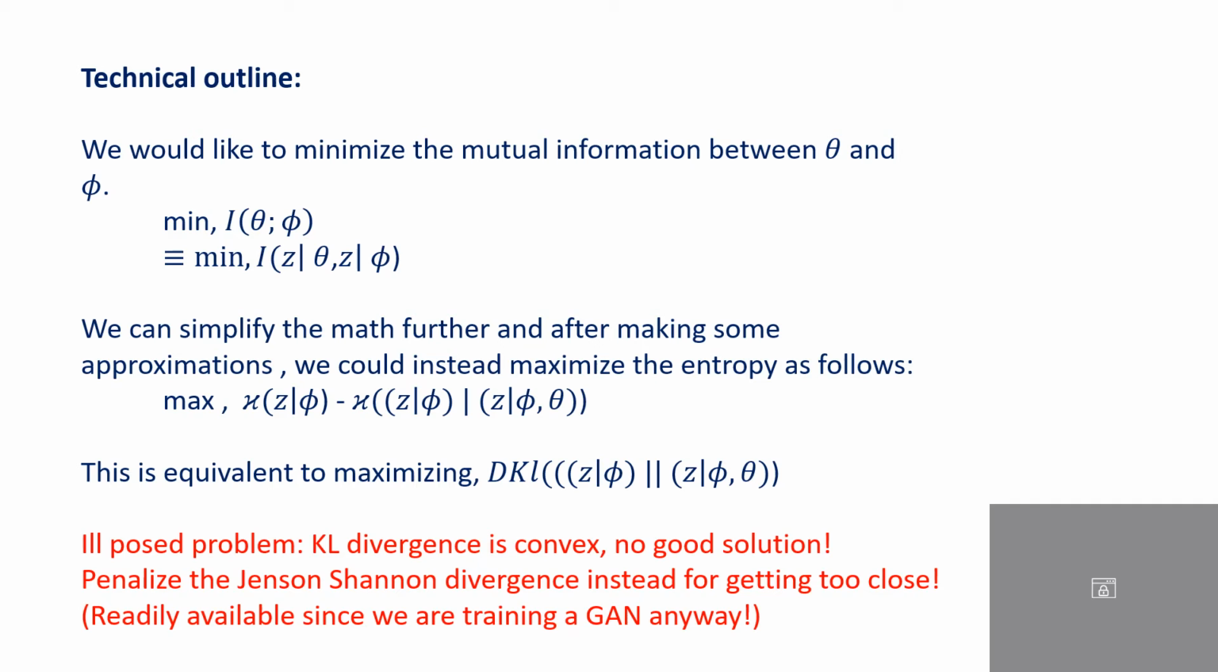Instead, we can use the Jensen-Shannon divergence and penalize the discriminator loss when these two quantities get too close to each other. And it's also very easy to do so because we already have a discriminator that is anyway doing this.